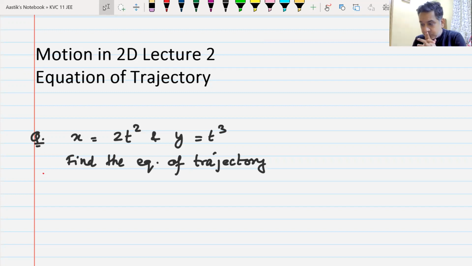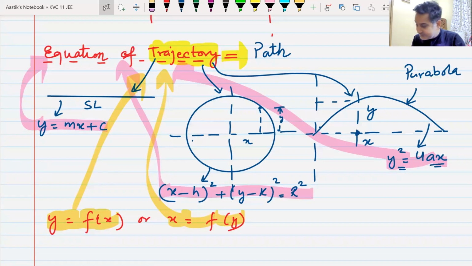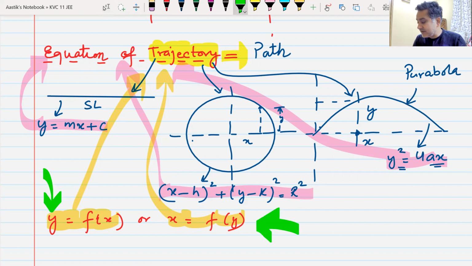As you remember and as you can see, in the last class we were discussing something known as the equation of trajectory. And what do you mean by equation of trajectory? Well, I told you trajectory is nothing but the path which a particle follows, and to find the equation of trajectory, what we do is we find either y as a function of x or x as a function of y. If you can do that, that gives you the equation of trajectory. Do we remember this? Yes or no?